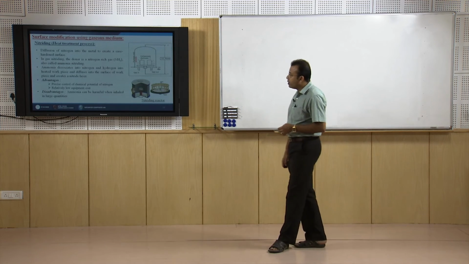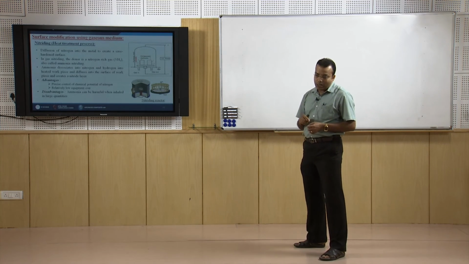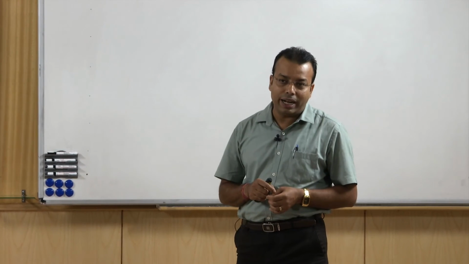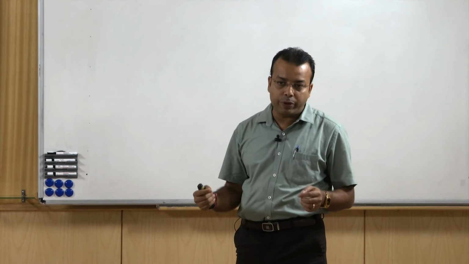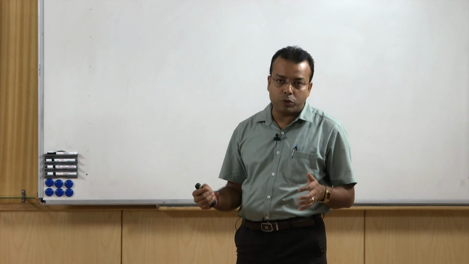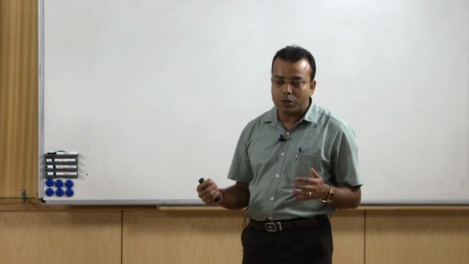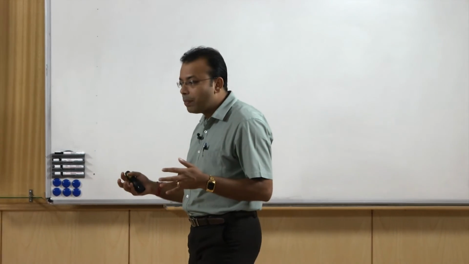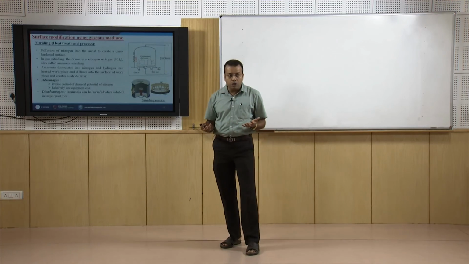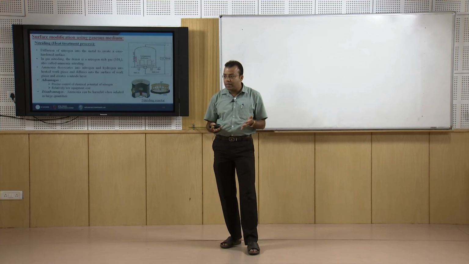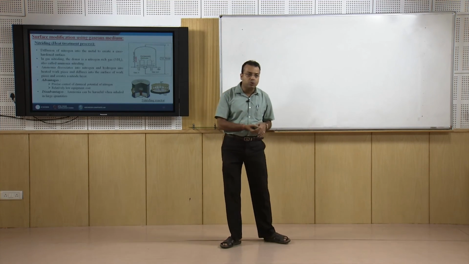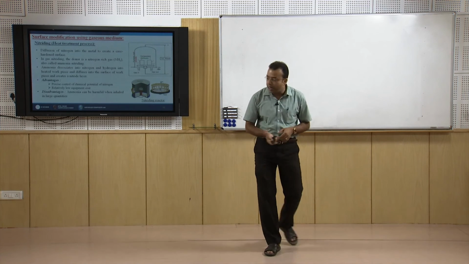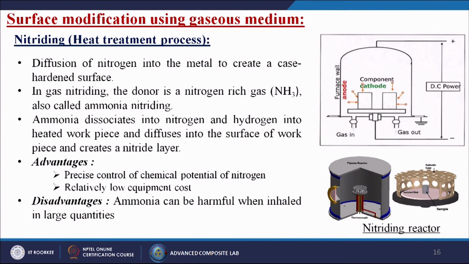Next one is called nitriding. Probably in the last slides I have discussed nitriding, but that time I said only one line: that we are doing the modification in some nitrogen atmosphere. How are we creating the nitrogen atmosphere? Either we use some kind of ammonia gas on which we keep our materials, then the nitrogen can act on the material surface and do the surface engineering. So, diffusion of nitrogen into the metal creates a case hardened surface.